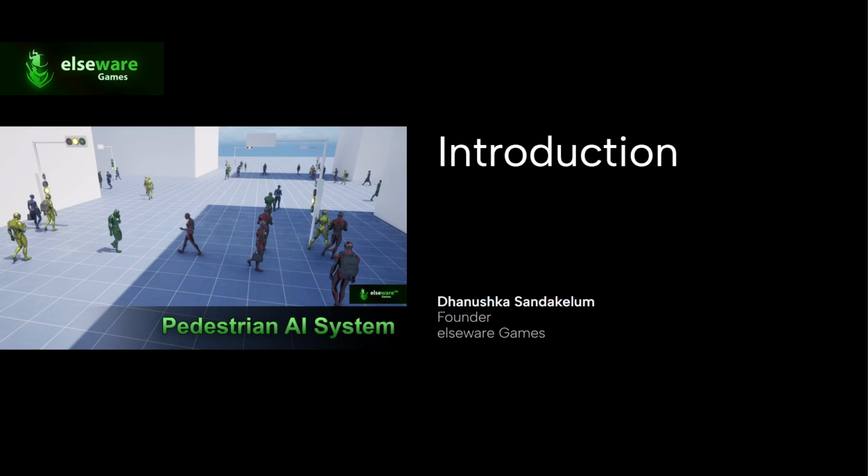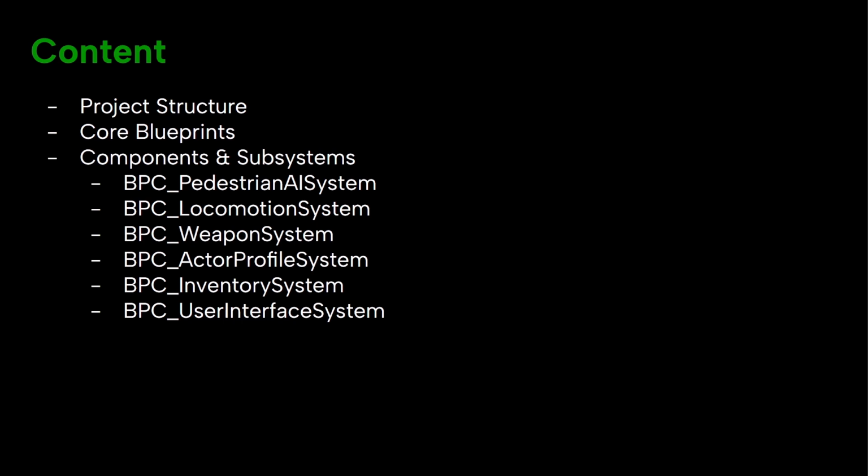So this is the introductory session for Pedestrian AI System to discuss its features and some of the implementations behind that. In this session, we are going to cover the project structure behind Pedestrian AI System, the basic architecture of it and the underlying implementations behind that, and what are the core blueprints that exist in the pedestrian AI system, as well as the components and subsystems implemented within it.